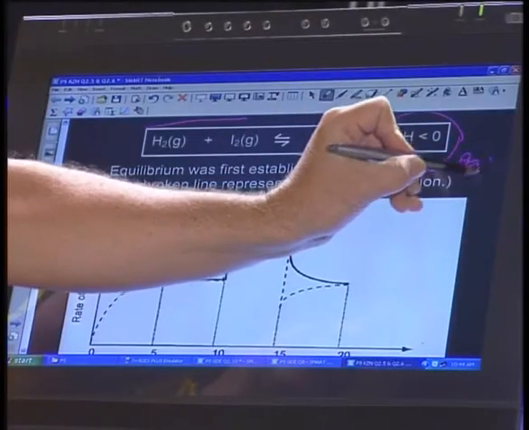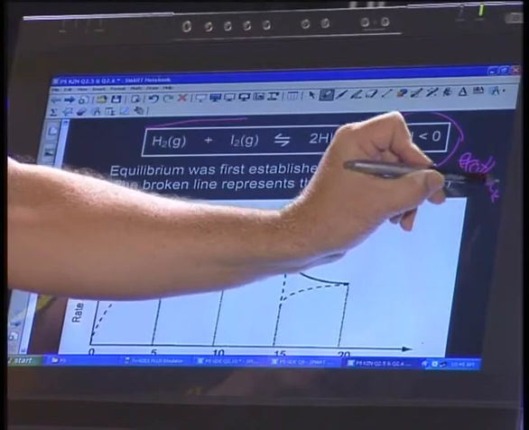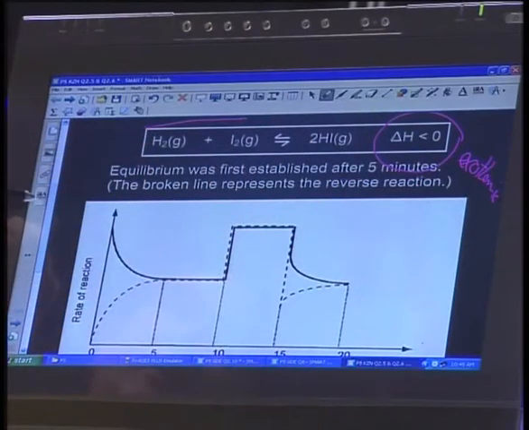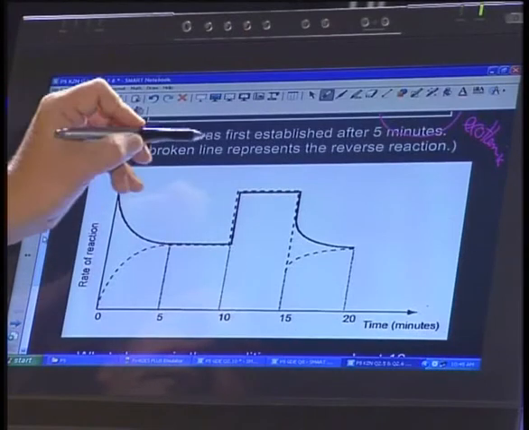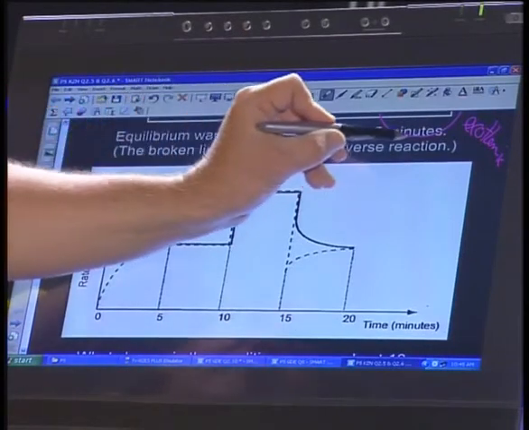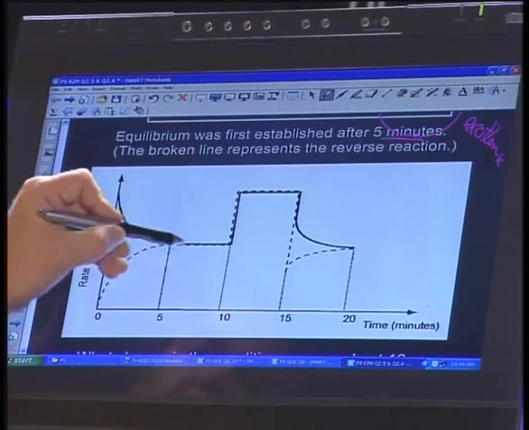Hope so. It means that if it's less than 0, it's a negative. That means that in the way it's been written, it is exothermic. Please make sure you've remembered that. Delta H greater than 0 means it's positive. Okay, it tells us equilibrium was first established after 5 minutes, and there we can see it.